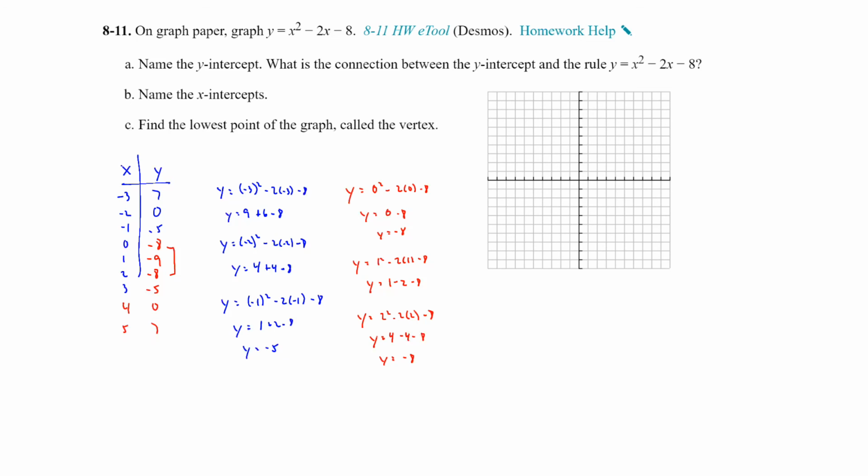Now, name the y-intercepts. Well, let's go ahead and graph these points first. So negative 3, 7. Negative 2, 0. Negative 1, negative 5. 0, negative 8. What we got? 1, negative 9. And then we work our way back with its symmetry. So let's go ahead and graph.